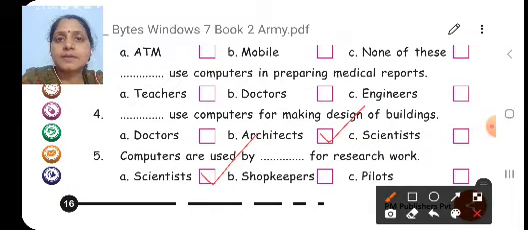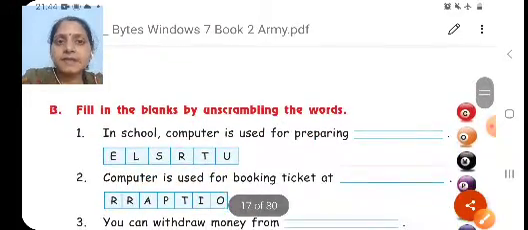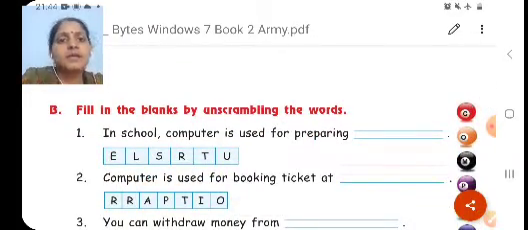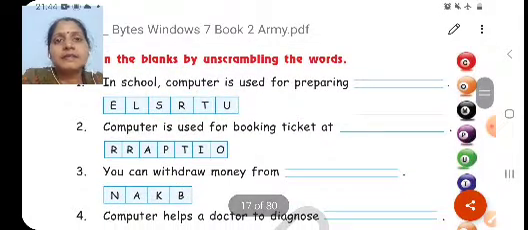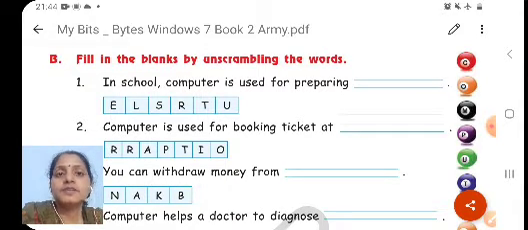So children, with this we have completed question number A. Now we will do question number B. In question number B children, some letters are given but they are jumbled or scrambled. We are going to arrange these letters in a meaningful word and get the answer. First we will read the clue given. After the clue, it will be easier for us to arrange the letters. So fill in the blanks by unscrambling the words.